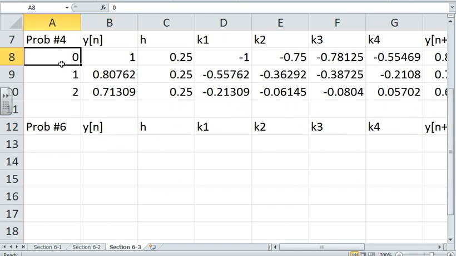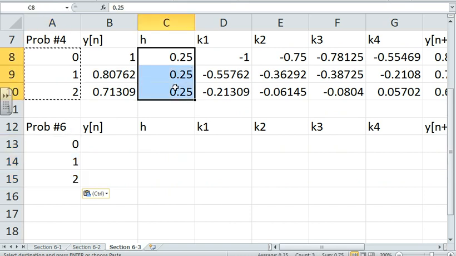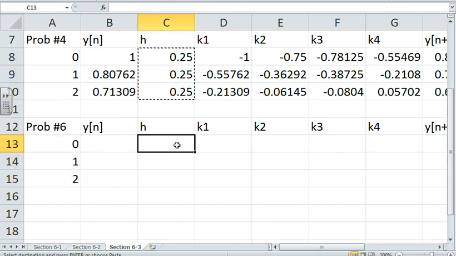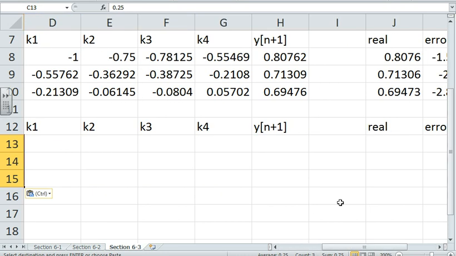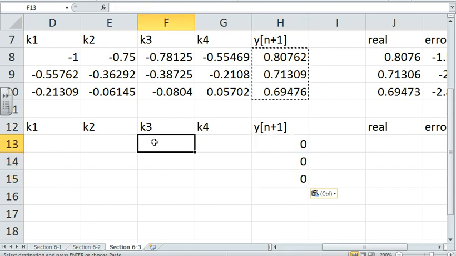Okay, so these guys stay the same. Copy, paste. These guys stay the same. How come it didn't paste? Copy, paste. And these guys stay the same. Copy, paste. And these guys stay the same. Copy, paste. Why do they stay the same? Because they're independent of whatever the function is. They're just using things that we calculate, and that's why they're independent of those things.